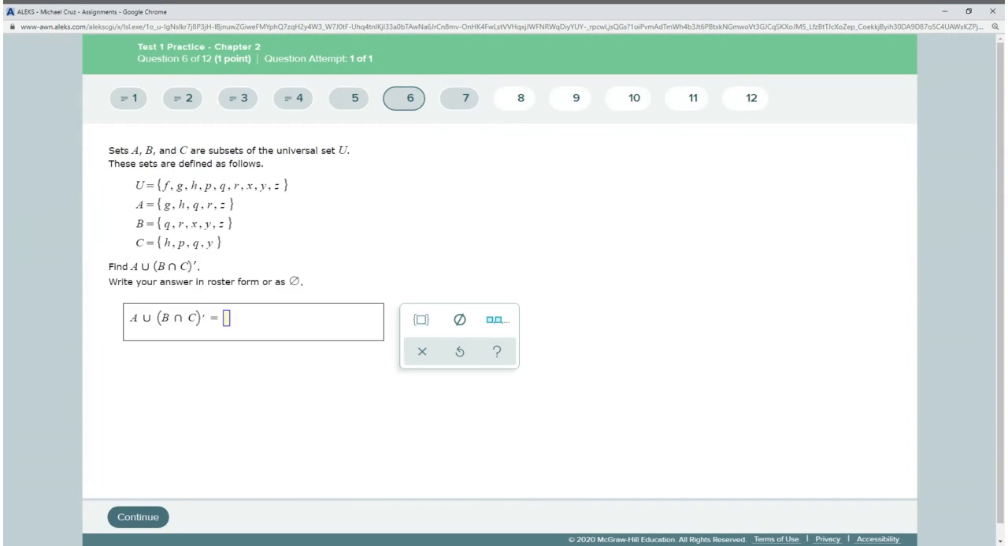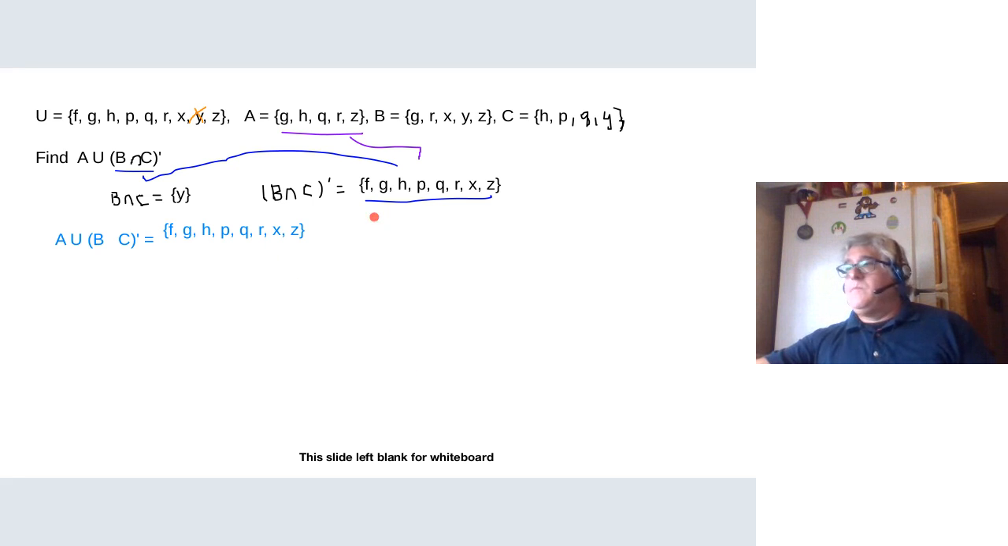That's not a comma, that's a complement. That's what we handled right here. See, we figured out what B intersection C was, and it was just Y. So the complement is what we took here. This right here is everything that's not in Y that's in the universe. So it was just everything else. All right? Yeah, I get it.